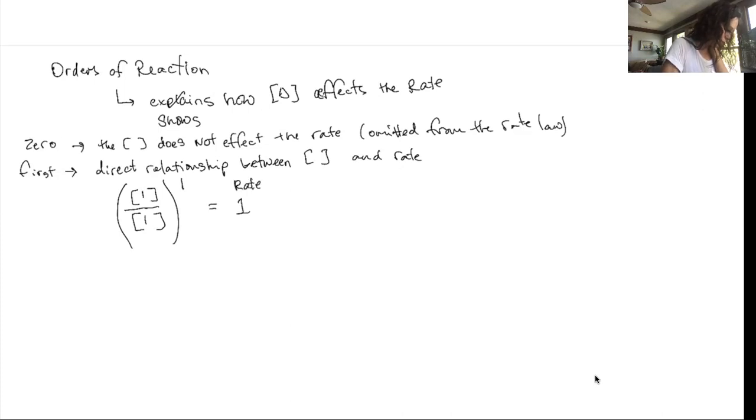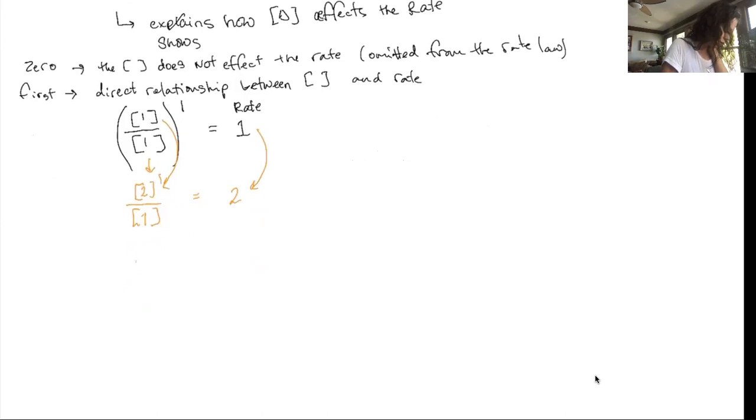Now, if we were to double this, the concentration becomes 2, double the concentration, right? Double the concentration to the 1 equals 2. So we see that the rate doubled. If we were to triple the concentration, right, we would see that the rate would triple. Okay, so they are directly related. I hope that made sense.